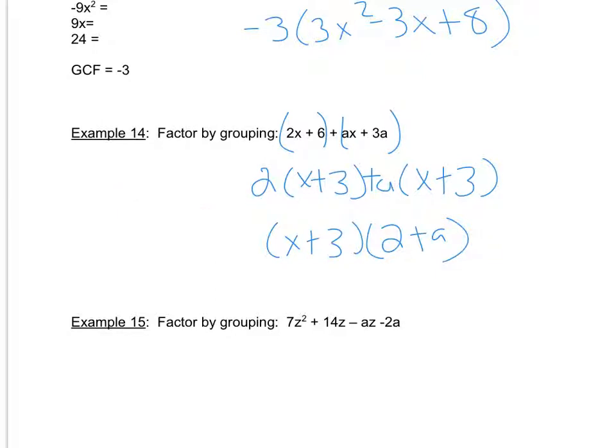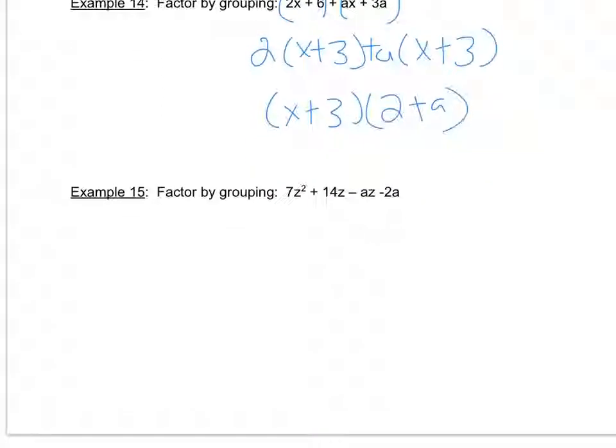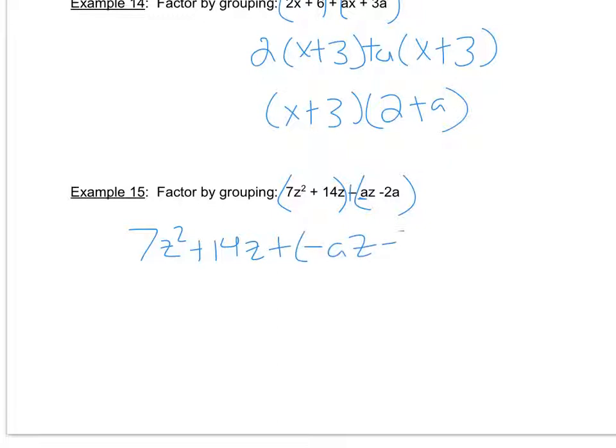Okay? Let's look at another. So watch. We group. Does this say plus? No, it says minus. You have to go plus a negative. So it should look like this: 7z squared plus 14z plus negative az minus 2a. Everything else stays the same. You just change it from minus to plus a negative.